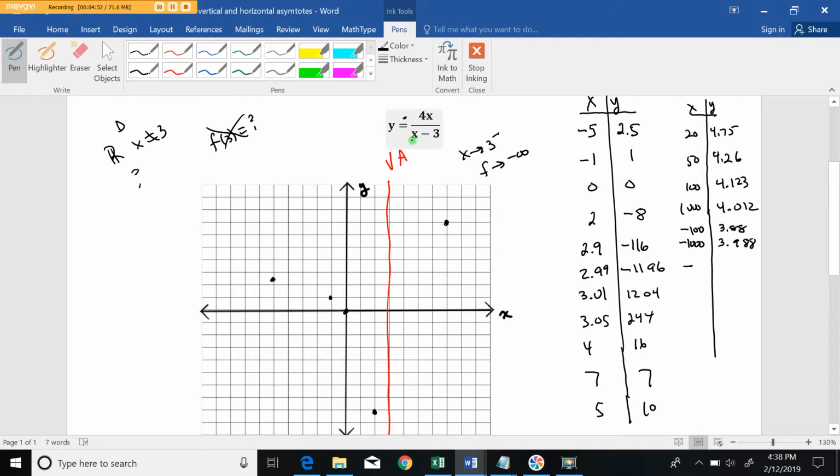Let me double check that. If I put a 5 here, that's 20 up top, 2 in the bottom, 10. So 5, 10. Let's see, 3, 4, 5, 1, 2, 3, 4. That's that function's way up here. All right, so what it does, you can start to kind of sketch this in here.